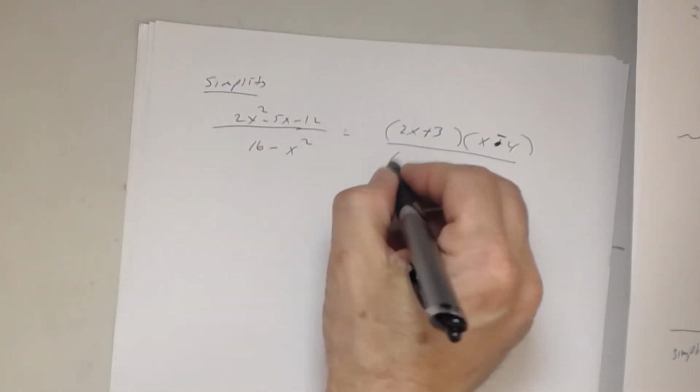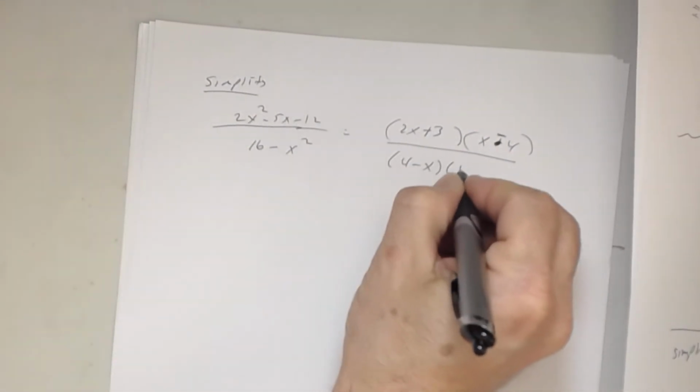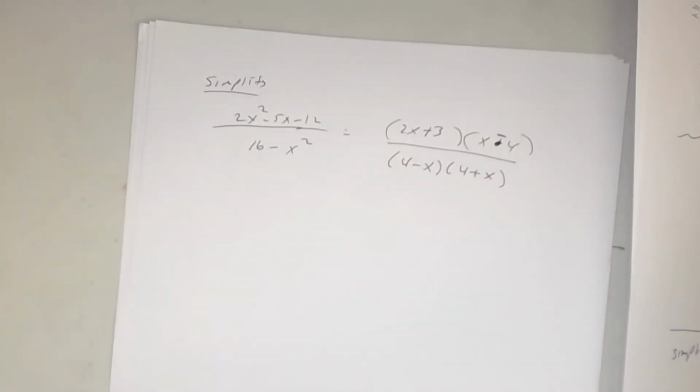Yeah. Now what about the denominator? How do I factor that? Is it x minus 4 times x plus 4? 4 minus x, 4 plus x. All right. Right. So it is not x minus 4, right? It is 4 minus x. So 4 minus x, 4 plus x? Okay. All right. So that's where I'm at.